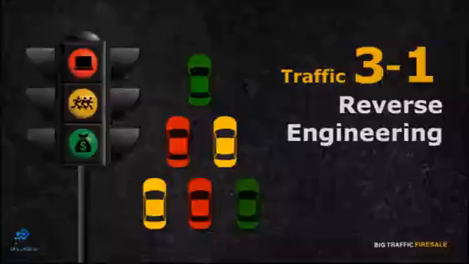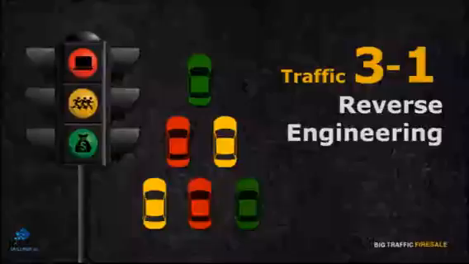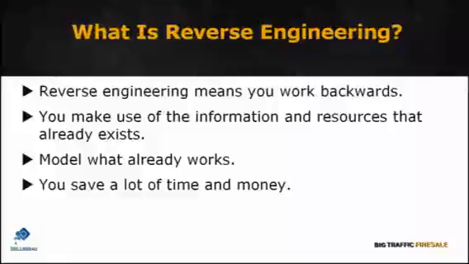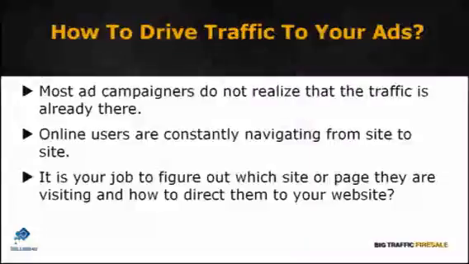Welcome back. In this chapter, you learn one of the most important strategies in ensuring your media buying campaign's success. The proven way is to reverse engineer your existing resources. What is reverse engineering and how do you go about it? Reverse engineering simply means that you work backwards. Instead of crafting a brand new plan for your media buying campaign, you make use of the information and resources that are readily available. The key here is to model what already works. This saves you a lot of time and money, as you don't have to reinvent the wheel and work with what is already there. Let me give you an example.